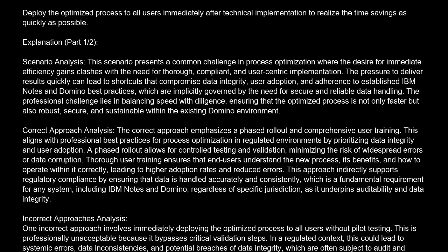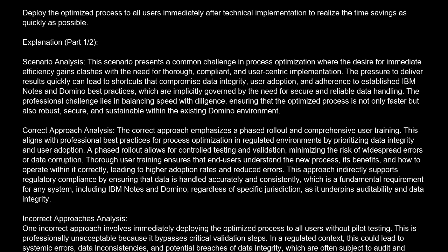Correct approach analysis. The correct approach emphasizes a phased rollout and comprehensive user training. This aligns with professional best practices for process optimization in regulated environments by prioritizing data integrity and user adoption. A phased rollout allows for controlled testing and validation, minimizing the risk of widespread errors or data corruption. Thorough user training ensures that end users understand the new process, its benefits, and how to operate within it correctly, leading to higher adoption rates and reduced errors.